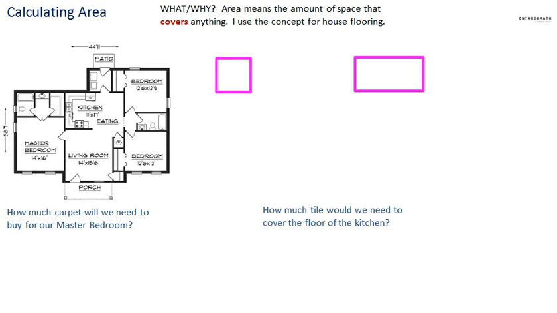So what is it and why do we need to know it? Well, area means the amount of space that covers anything. And I highlighted and bolded the word covers because that's what I think of. I used the concept for house flooring. So if you wanted to put down carpet or tile, or even try to figure out how much space you have to live in your house, like the flooring space, then you would use the idea of area.